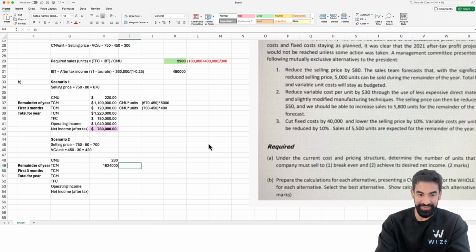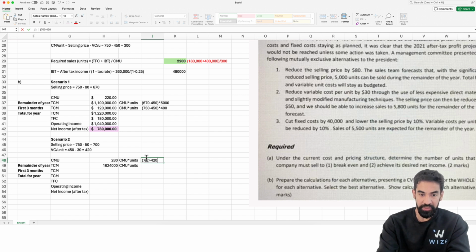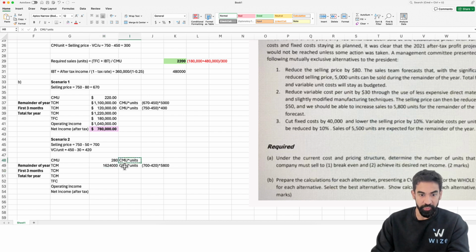So let me just put on the side there, I did the contribution margin per unit, which is 280, times, or here I'll write it the same as I put above, so CMU times number of units, and the CMU I found by doing 700 minus 420, and then I times it by the new quantity of 5,800. No, this goes here, and here I'm just going to keep that as a blank. That's fine. Here, oh, so I was supposed to put this underneath.